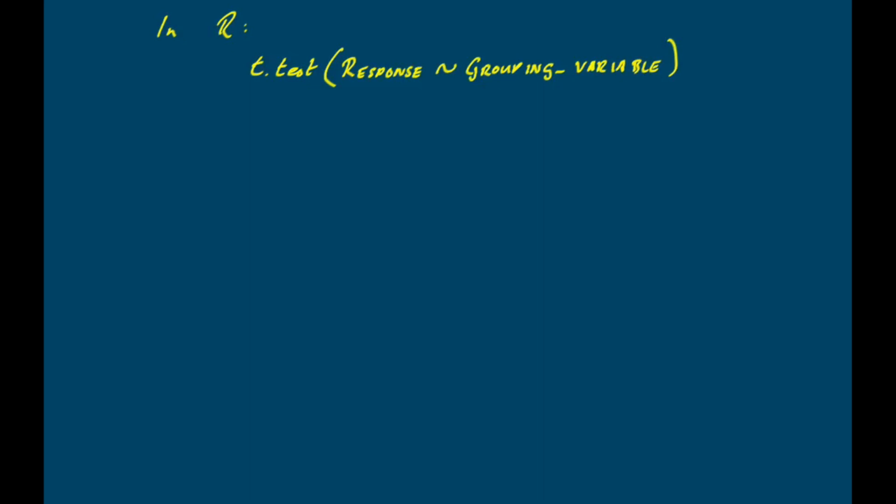So we have the t.test function, then we have the response, then we have the tilde, which means the thing on the left as explained by the thing on the right, and then we have our grouping variable. And if we were to do this, we get the results of a t-test. Here's one example where I've done something slightly different just to show you that the numbers we get are the same as the numbers we got when we calculated our t-test the long way beforehand.